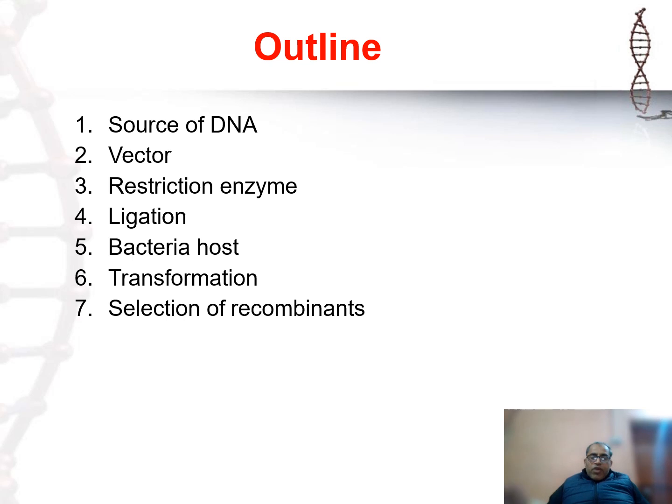For vectors, we have been using different vectors, for example, plasmid vectors, which have been used most frequently, and along with that there could be cosmids or yeast artificial chromosomes or bacterial artificial chromosomes for larger DNA fragments that are used as vectors. Then restriction enzymes, the conventional type 2 restriction enzymes, which we have been using for restriction enzyme based cloning.